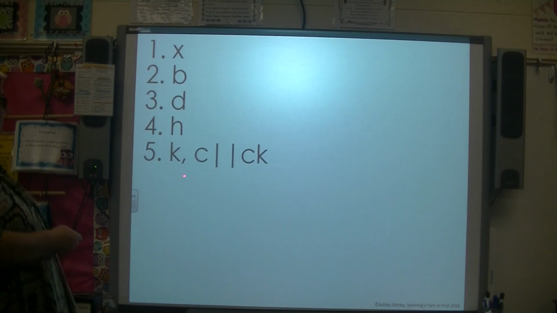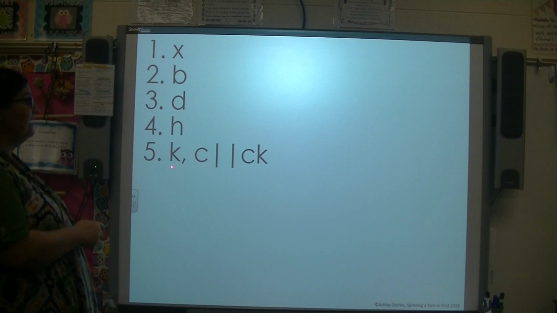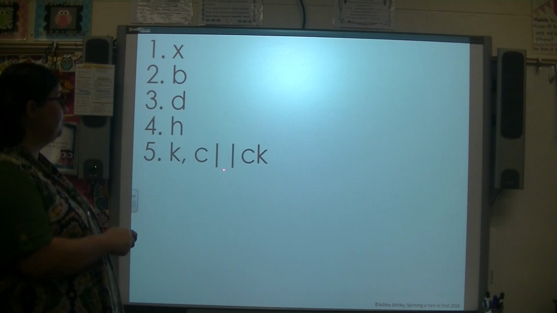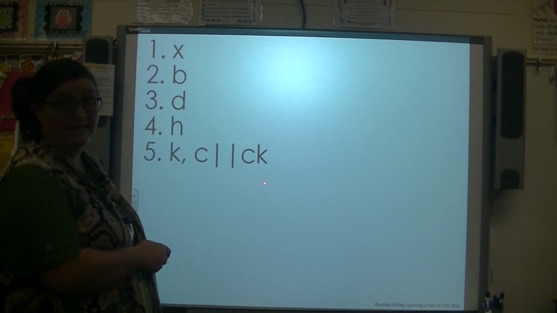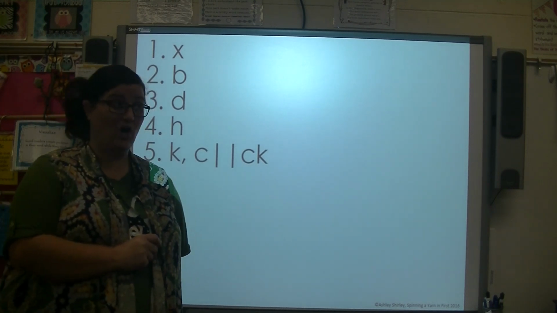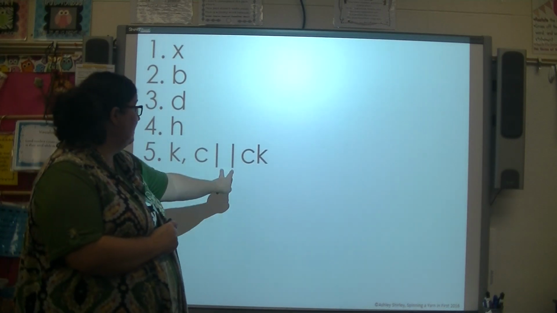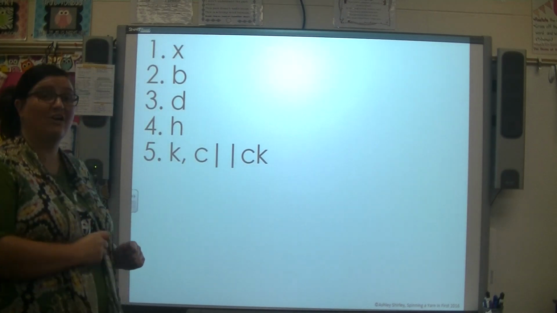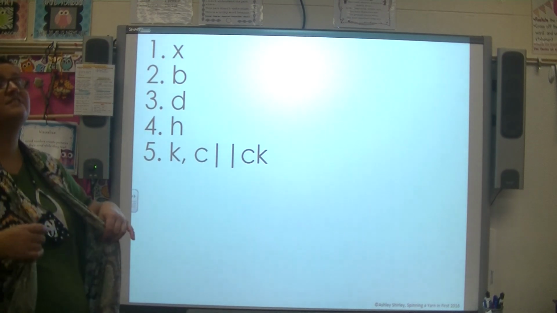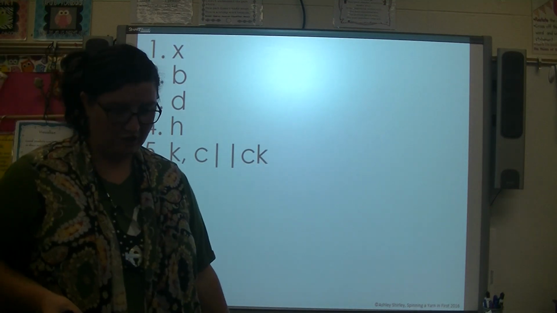Okay. The K sound can be spelled K or C in the initial or beginning of a word. The 2 lines mean final at the end. Digraph CK at the end of a word. So far we've learned K or C at the beginning of a word, and at the end of a word, digraph CK. Those are the 3 ways we've learned how to spell K so far. There are many, many more that we will learn this year.